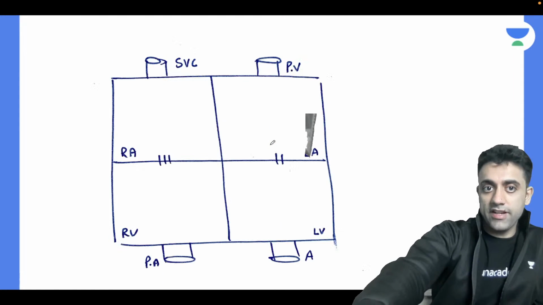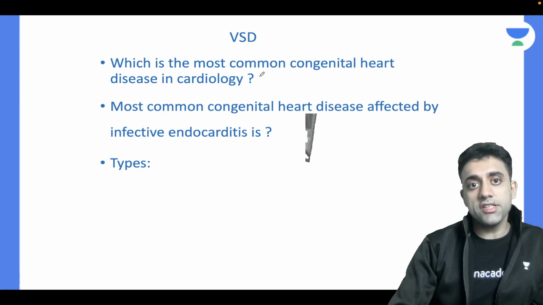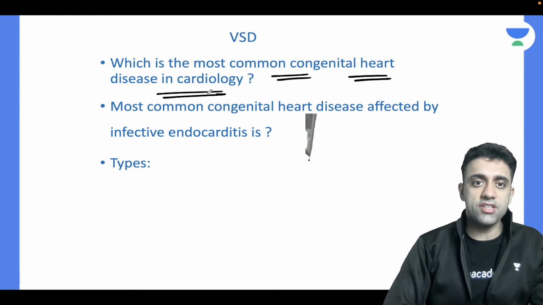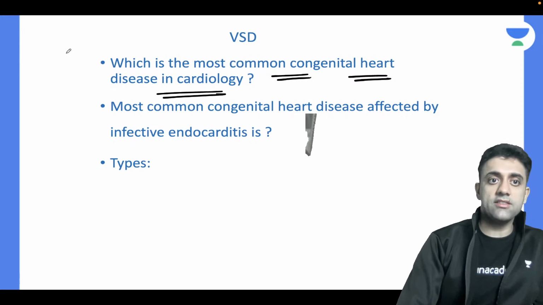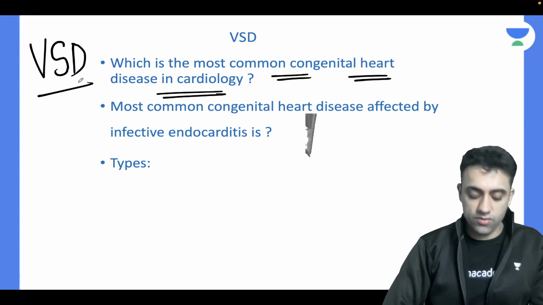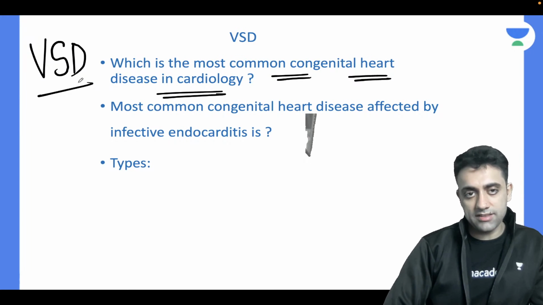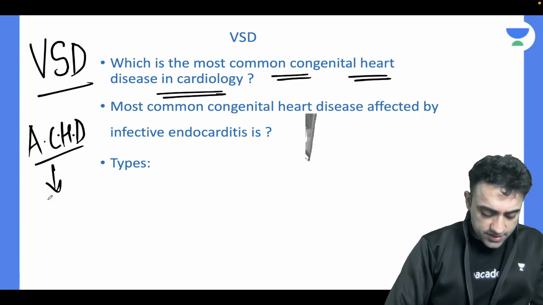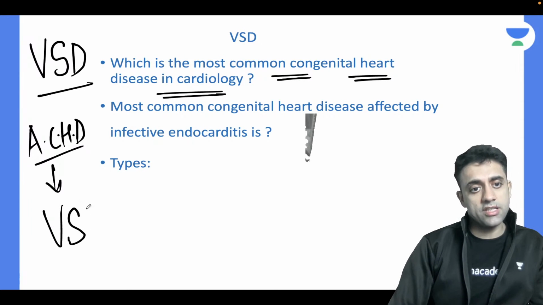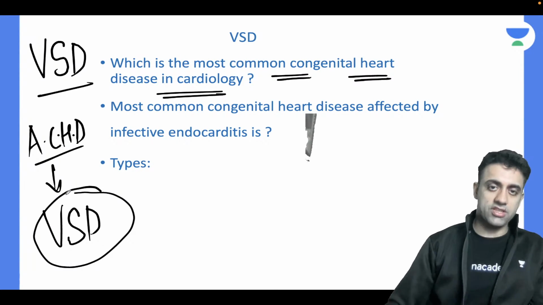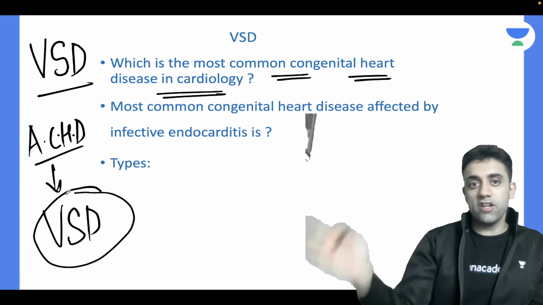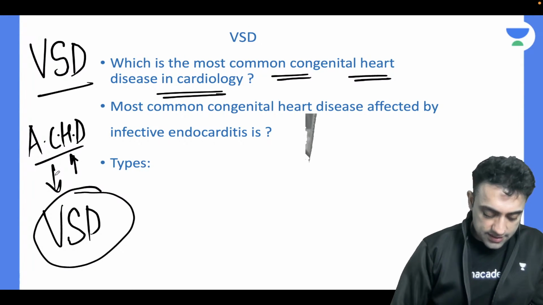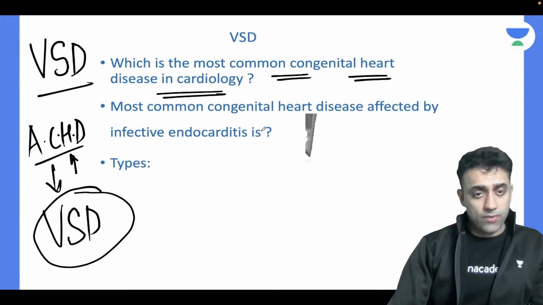So in the ventricular septal defect, which is the most common congenital heart disease in cardiology? Who will tell me? The answer is ventricular septal defect. Which is the most common acyanotic congenital heart disease in cardiology? The answer is again VSD. These all are exam questions. Most common congenital heart disease in the full cardiovascular system: ventricular septal defect. The most common acyanotic congenital heart disease: again ventricular septal defect.